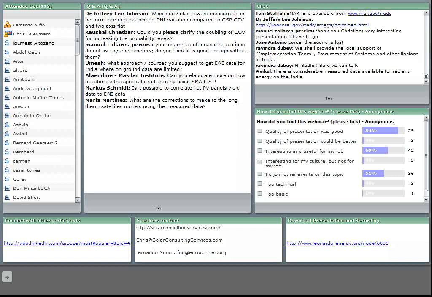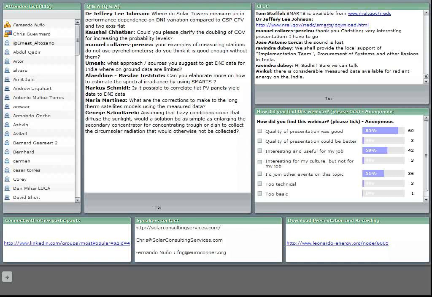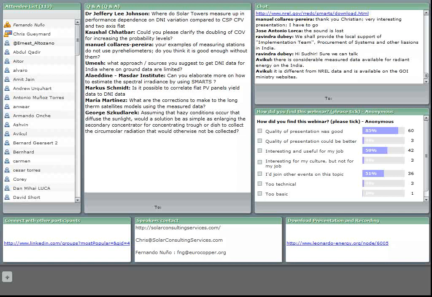Okay, great. Thank you, Chris. So we have another question. Assuming that hazy conditions occur that diffuse the sunlight, would the solution be as simple as enlarging a secondary concentrator for a concentrating trough or dish to collect the circumsolar radiation that would otherwise not be collected?